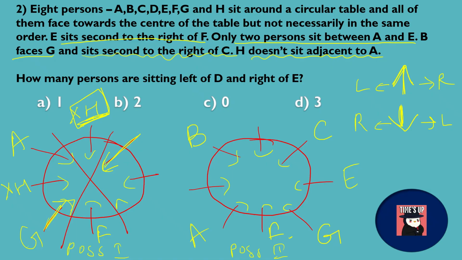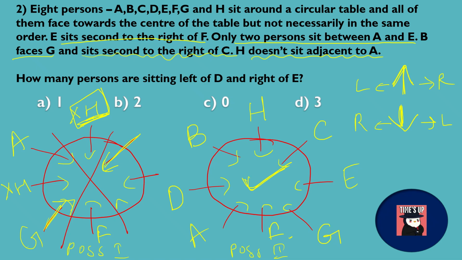Correct? Then they have said H doesn't sit adjacent to A. Means H will not come here. Then where will H go? H will come here. And what is left? A, B, D is left. Correct? So D will be placed here. This is the correct one.